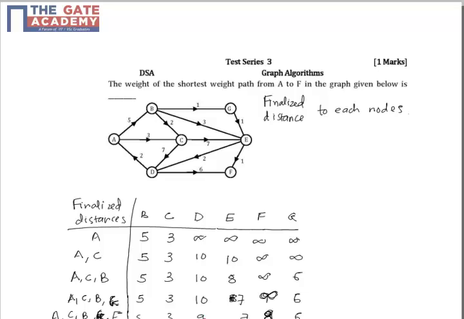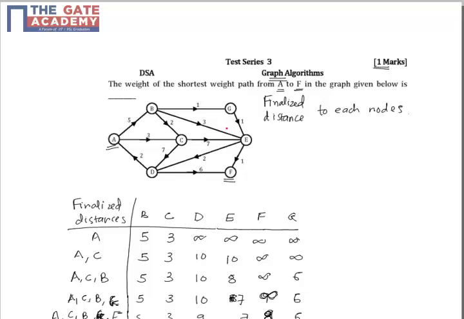Hello students, this is a question from graph algorithms and it is a 1 mark question. Let's read the question first. The weight of the shortest weight path from A to F in the graph given below is dash. We have to find the weight of the shortest path from vertex A to vertex F.